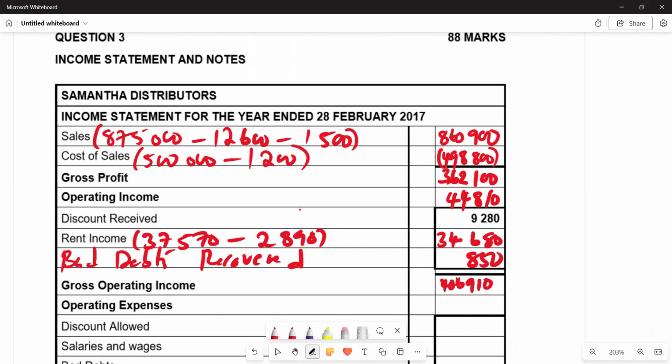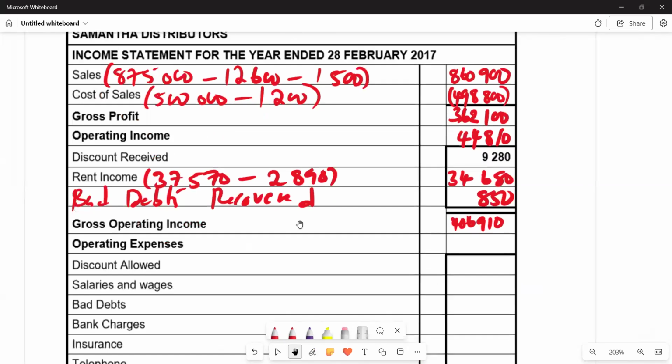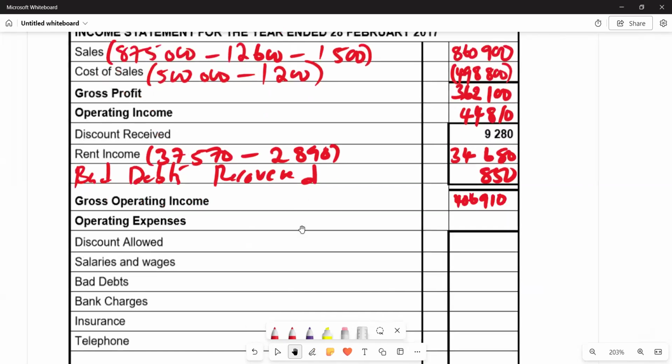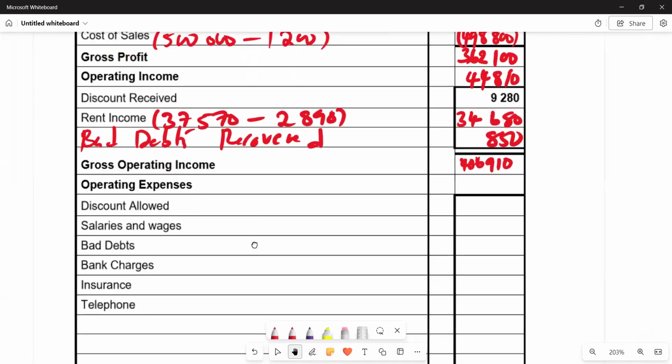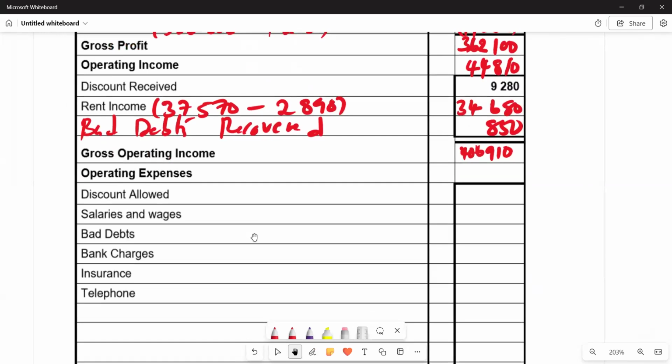406,910. This is what we have. And then operating expenses, we are going to leave it blank here, and then list all the operating expenses as they follow. And then after that, we can add to get the total of operating expenses.